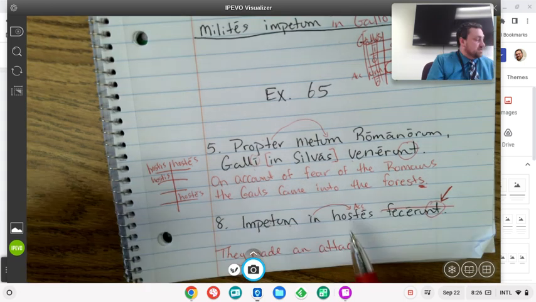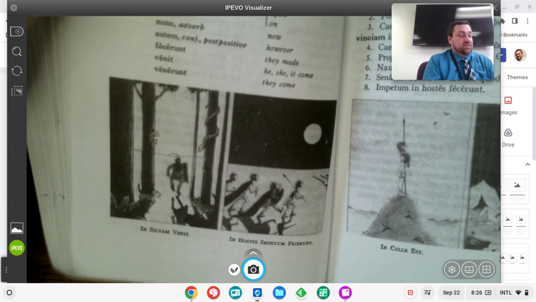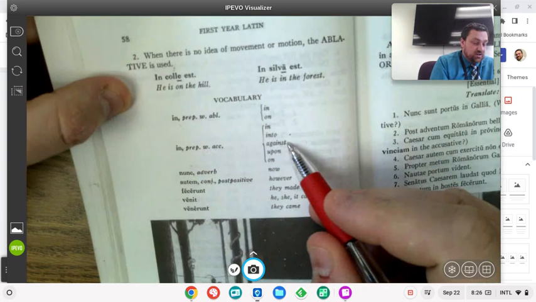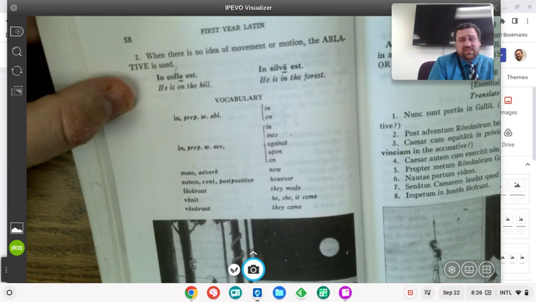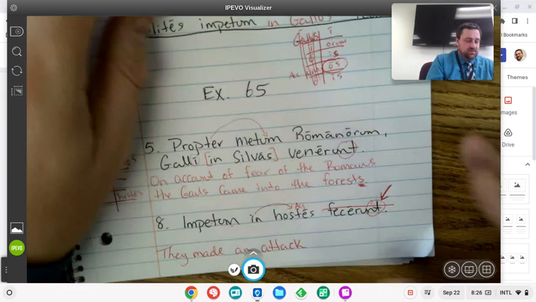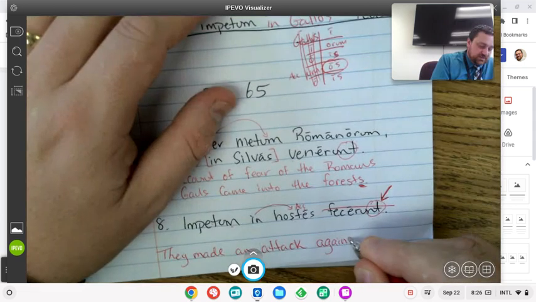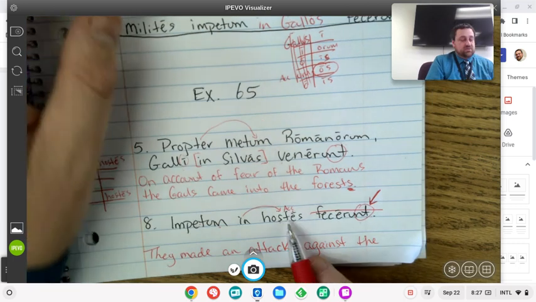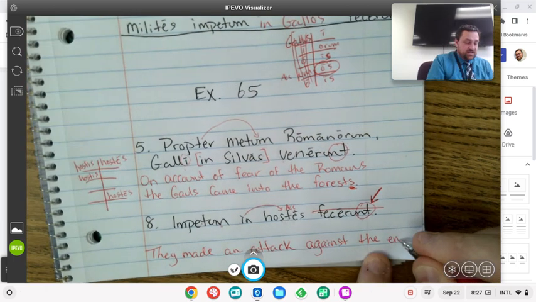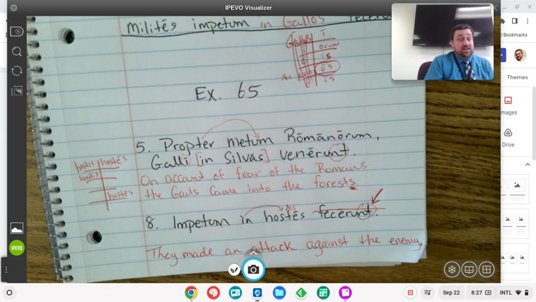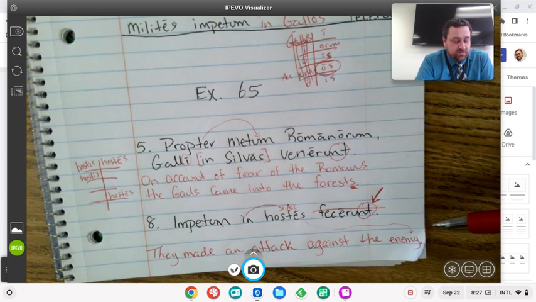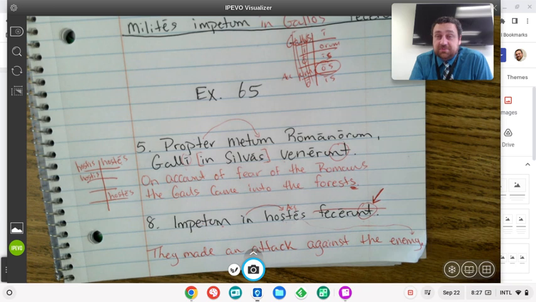And then in hostes. And so this is one of our times where in with the accusative, we're going to say upon the enemy or against the enemy. It doesn't really matter which one you say. They kind of mean the same thing. So against or upon. Let's just do against. Against the, and that's an accusative plural. So you could say the enemies, but in English we tend to just collectivify them and say the enemy. So let's just do that. They made an attack upon the enemy. But if you want to say upon the enemies, because that's a plural and you want this to be a plural to match it, be my guest. Either way I would accept.